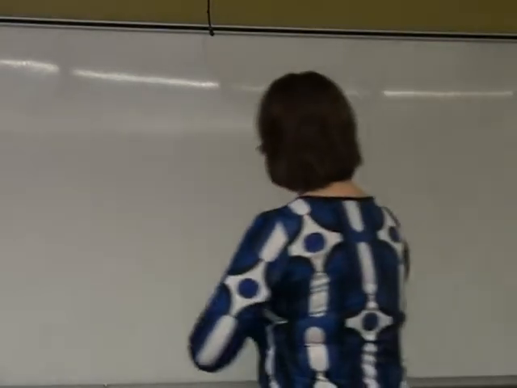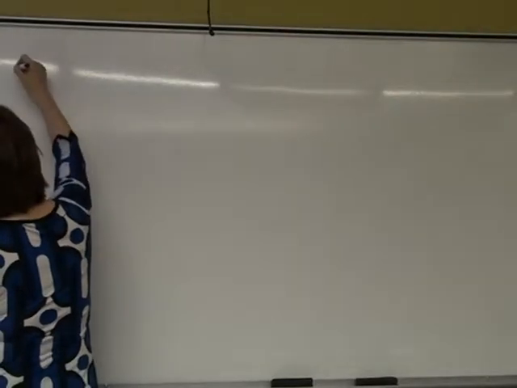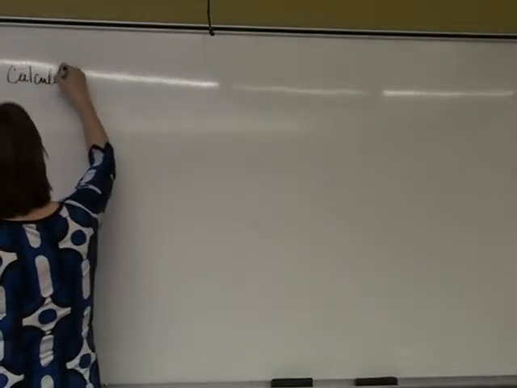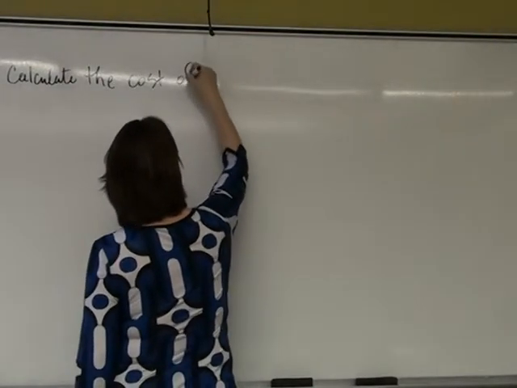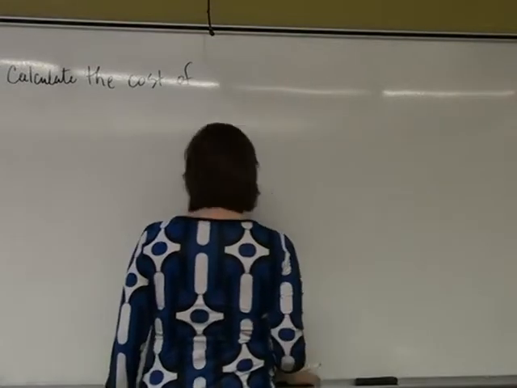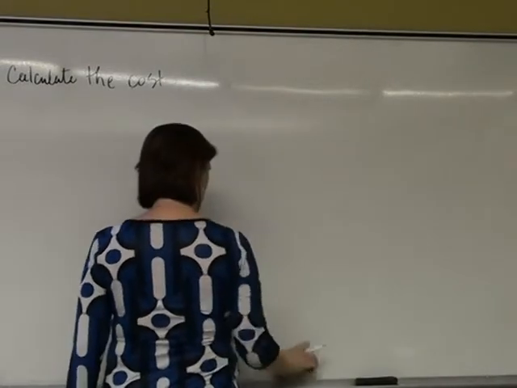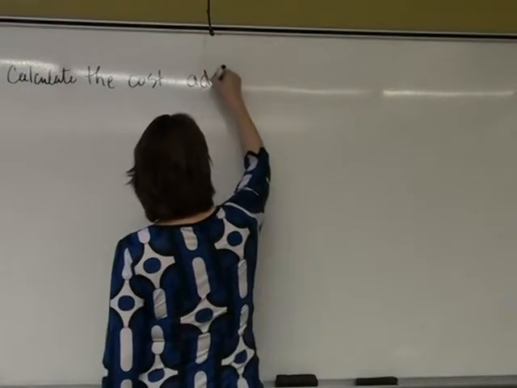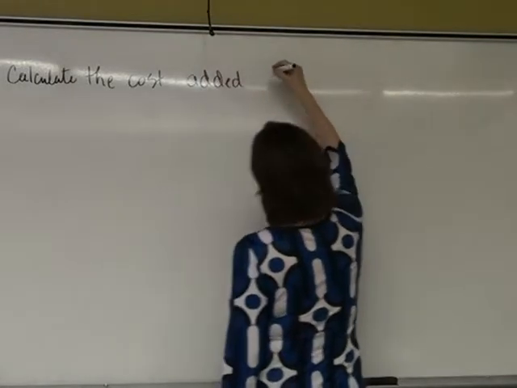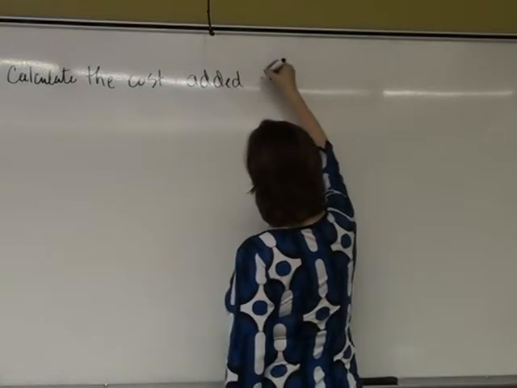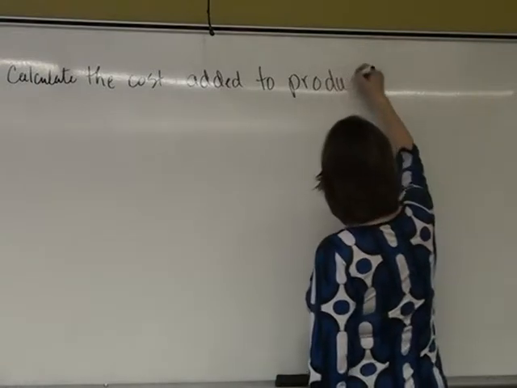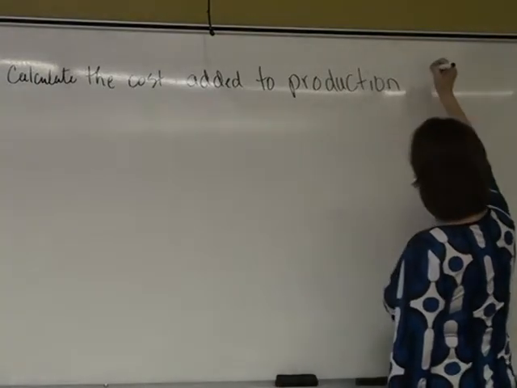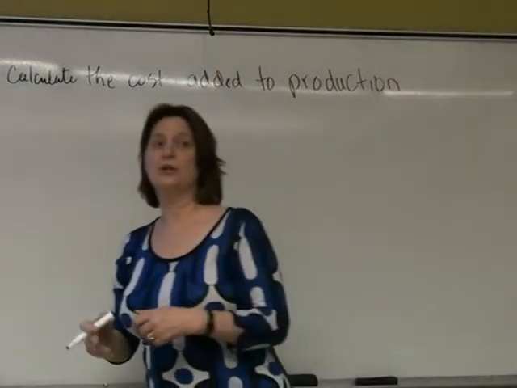I want to talk about a question that was on the midterm exam. I asked you to calculate the cost added to production in March. A lot of you did the same thing for raw material. I wanted to make sure you understood costs added to production, and the difference between purchases of raw material and costs added in production.